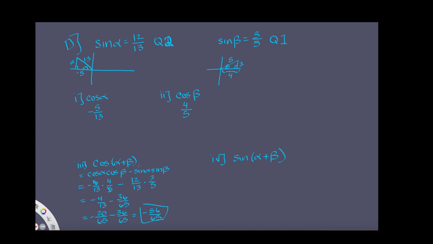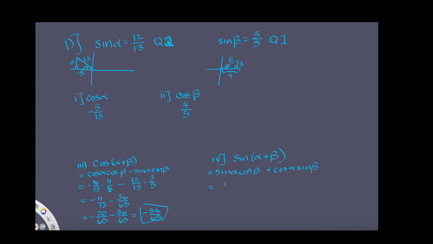So the cosine of alpha plus beta, if I use my sum formula, or the sum of cosine formula, and substitute all of the values that I found above, I get negative 56/65. All right, likewise for the sine of alpha plus beta, I'm going to look up my formula, and the sine of alpha plus beta says it is equivalent to sine alpha cosine beta plus cosine alpha sine beta. So now I'm going to go ahead and substitute all of the values that I have.